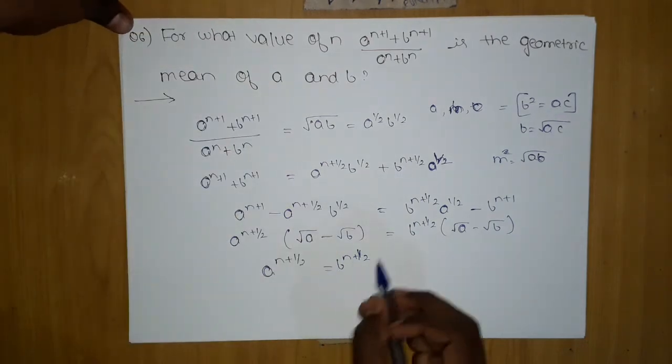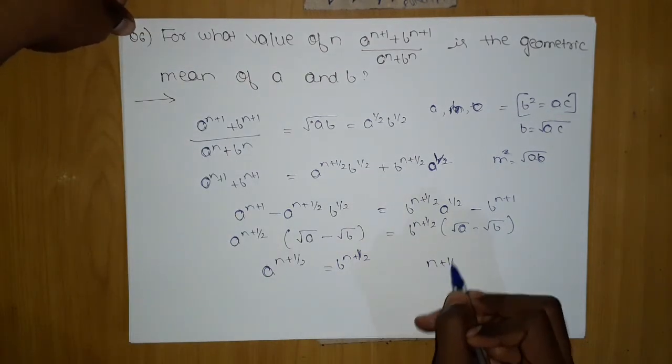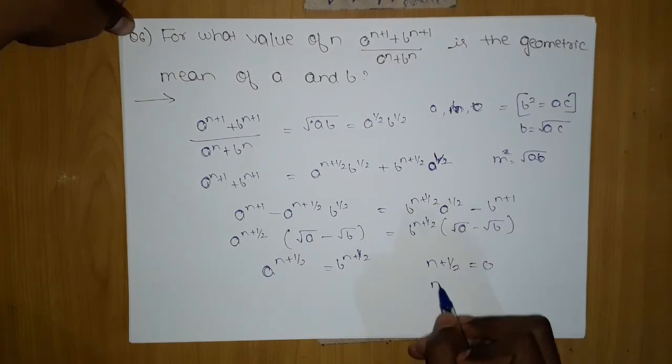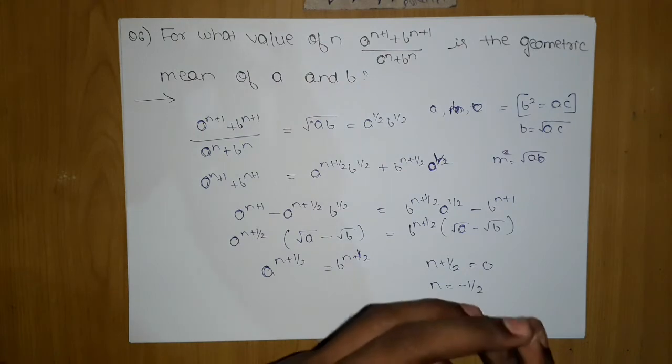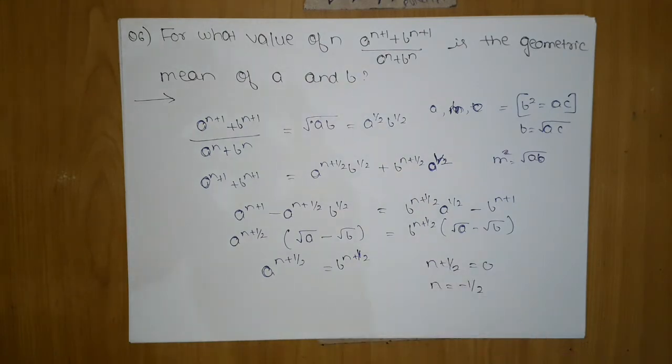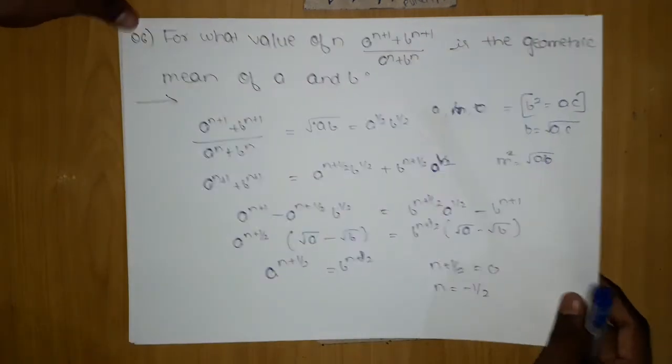Okay, it is only possible if it is equal to 0, so (n+1)/2 should be equal to 0, which gives me n equals -1/2. So here you can see there was nothing great of geometric mean information used. It was a basic application of geometric means, and there was basic calculation involved here. Okay, so we are done with question number 6, and we will move on to question number 7.